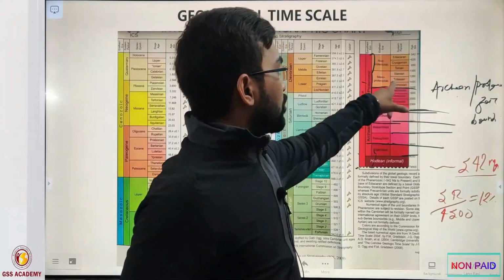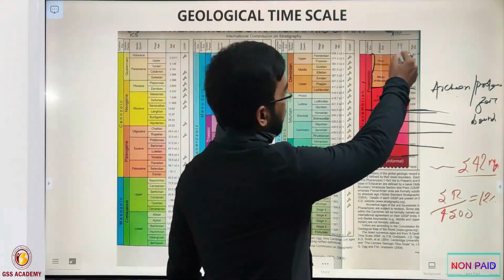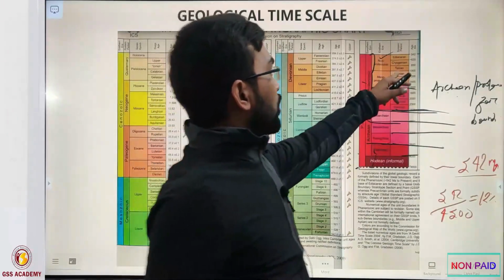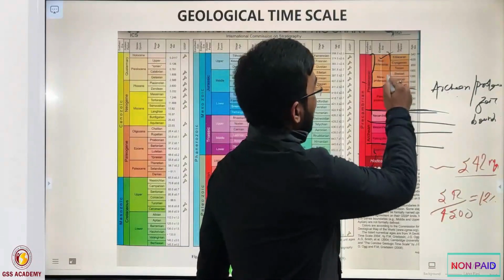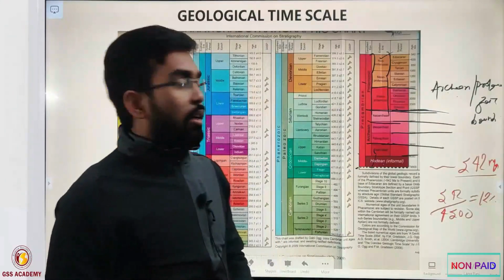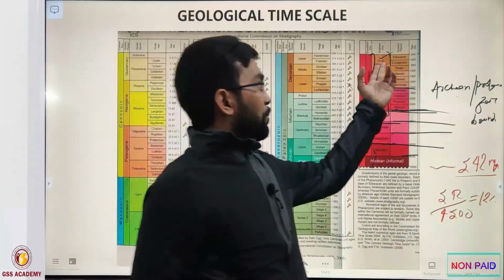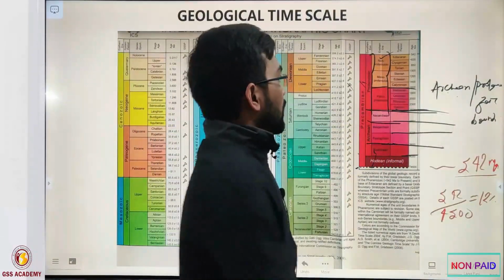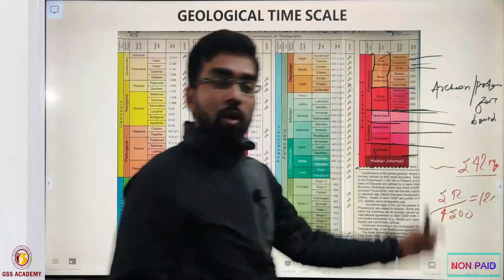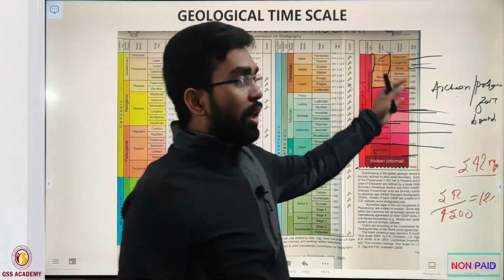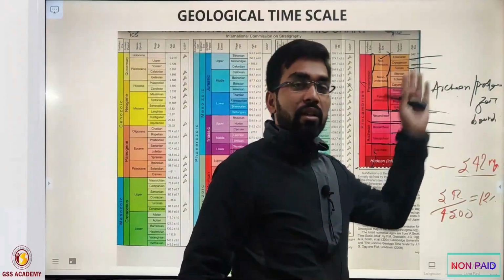Mesoproterozoic is further divided into Calymmian, Ectasian, Stenian. Neoproterozoic is divided into Tonian, Cryogenian, Ediacaran. These periods are not all very important, but a few of them are, especially if we are talking about the Neoproterozoic, then Tonian, Cryogenian, Ediacaran. These all three mark remarkable and very significant changes that were taking place in the earth history.